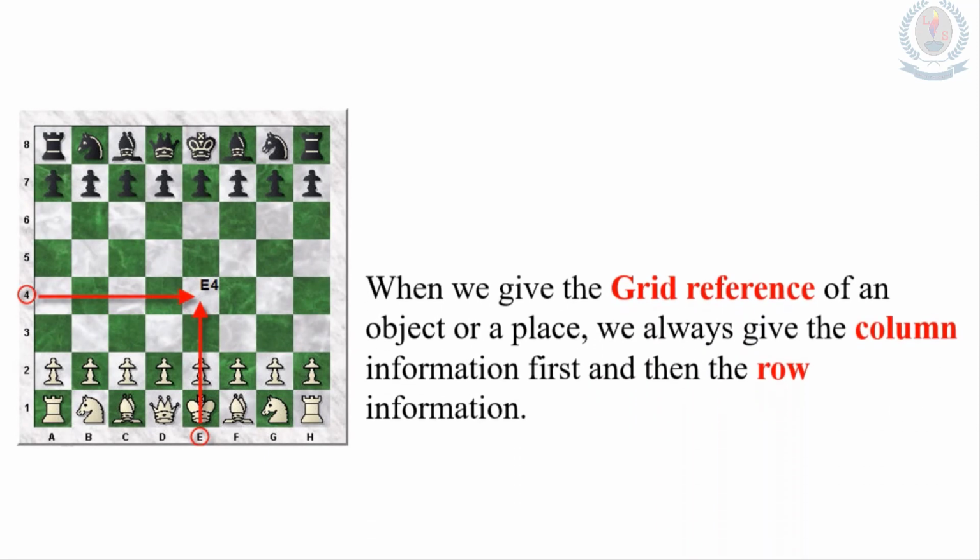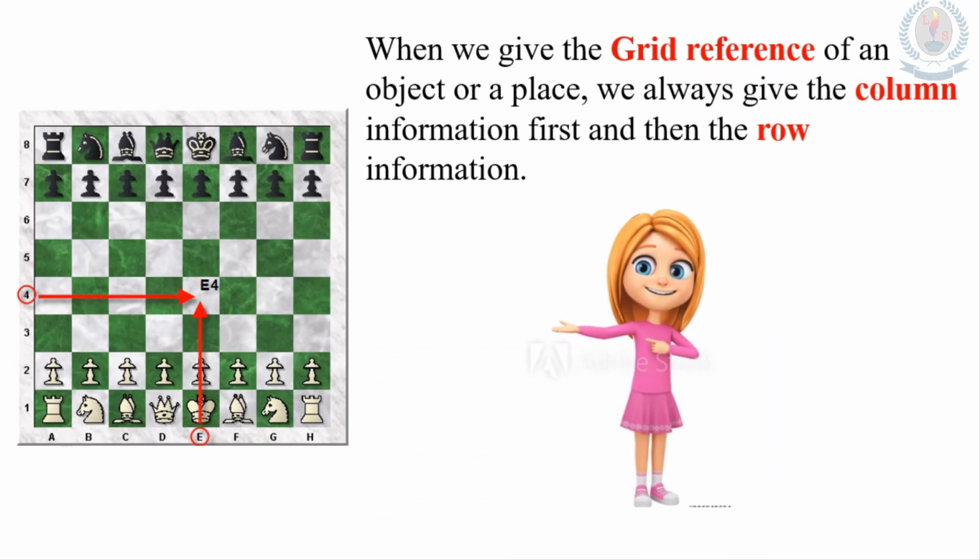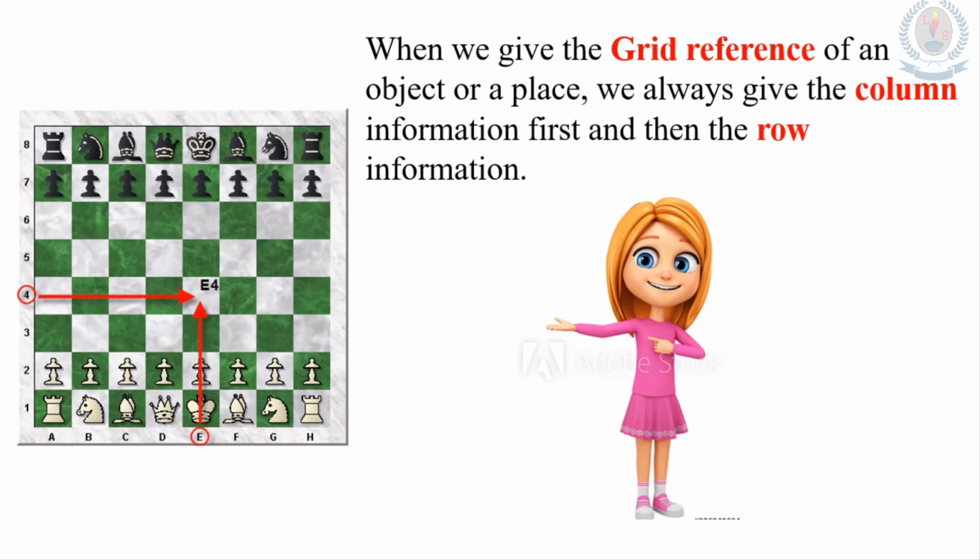Now let's see how we have to tell the grid reference. When we give the grid reference of an object or a place, we always give the column information first and then the row information.